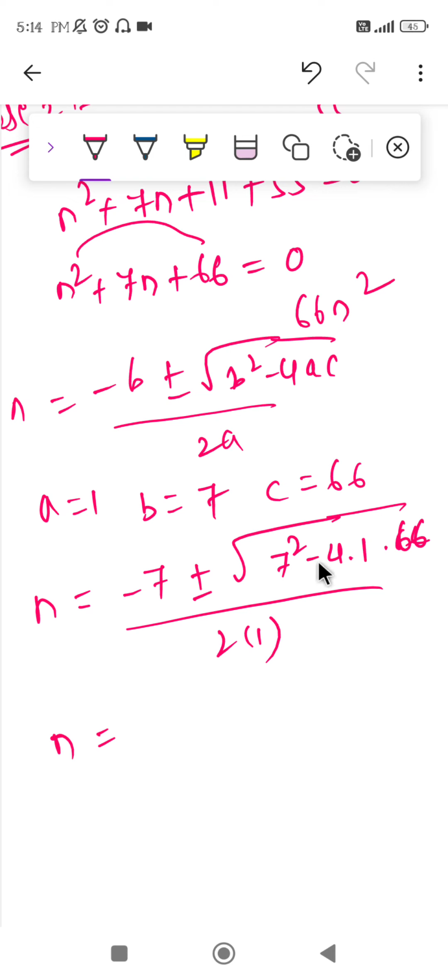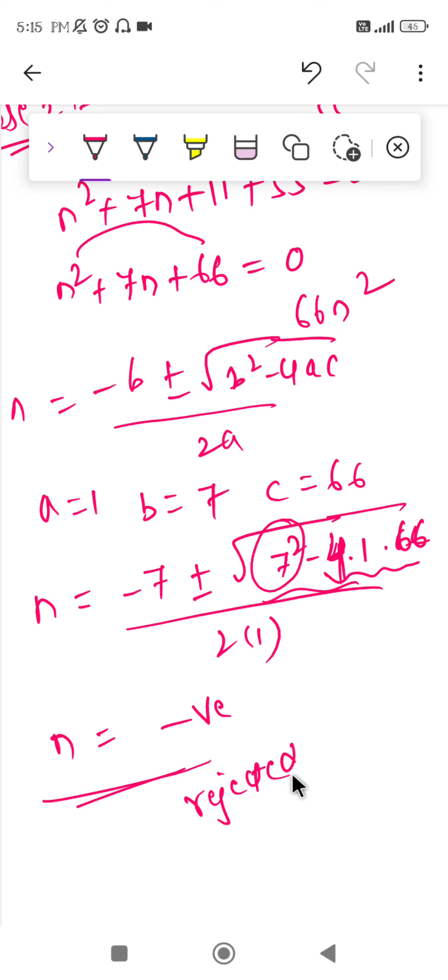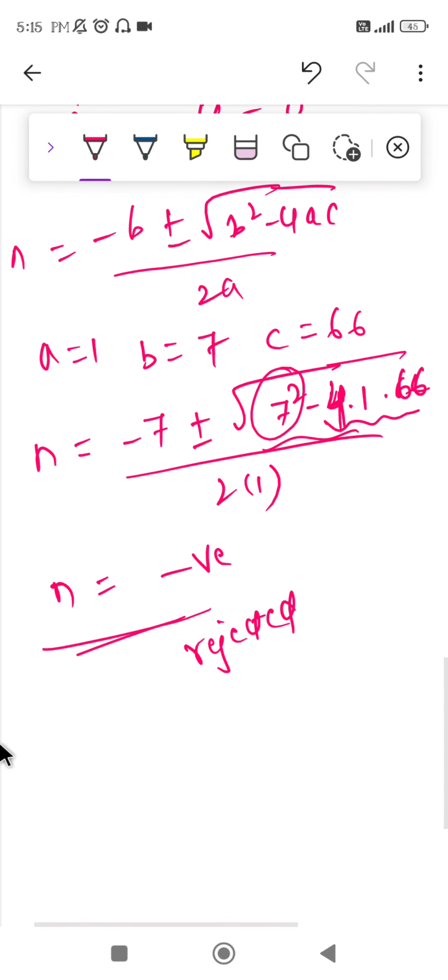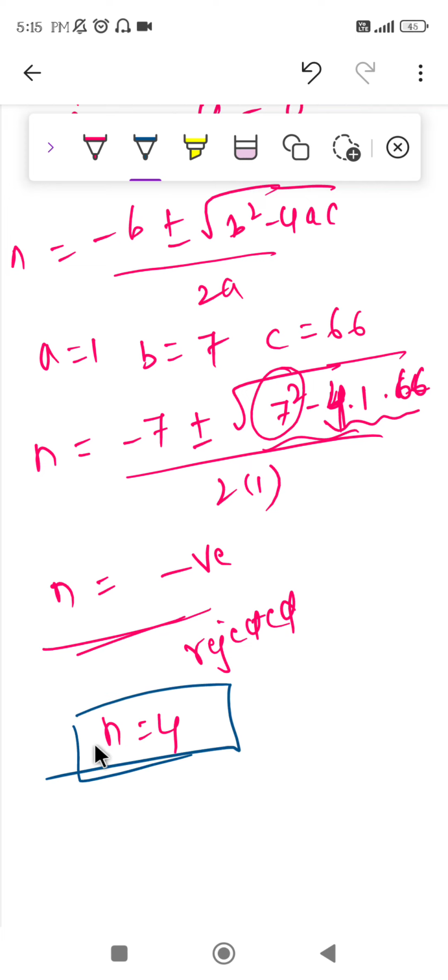So if you observe this one, the second term has a higher value. 4 into 66 is a higher value than 7 square, right? So the 7 square value is lesser, then the term under the root will be negative, so the answer will not be real, and n is not negative, we need a positive value, therefore this case is also rejected. The only solution for this question is n is equal to 4. Okay, so the answer for this question is n is equal to 4. Okay, thank you.